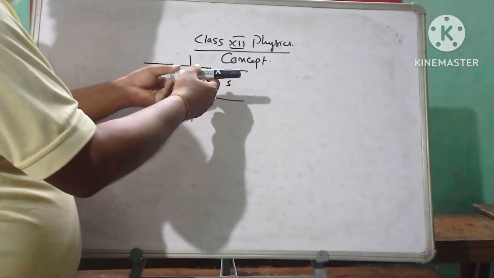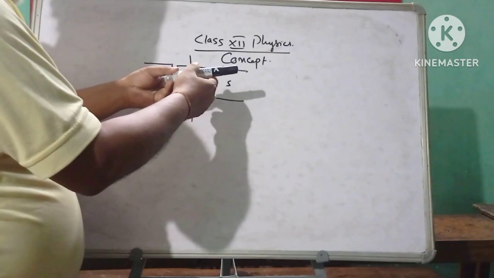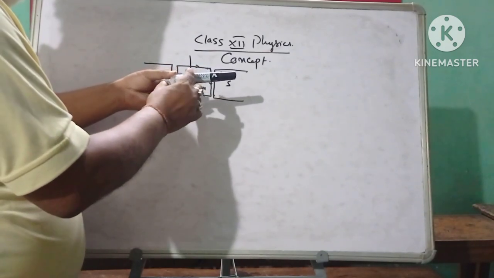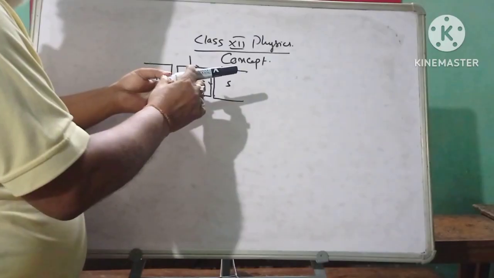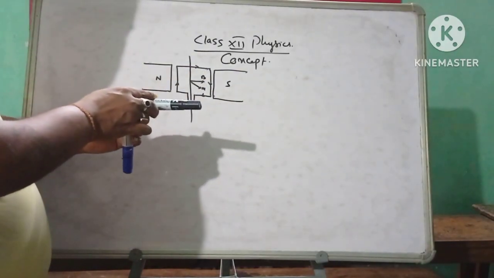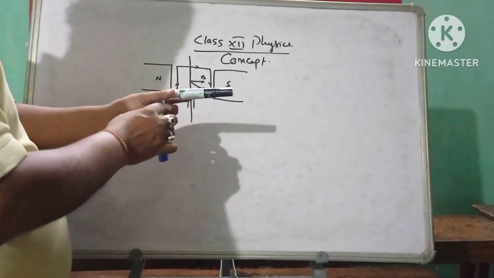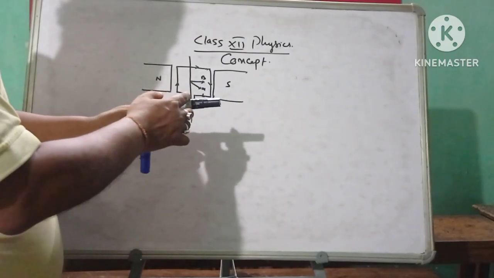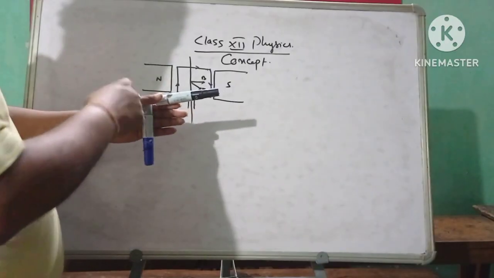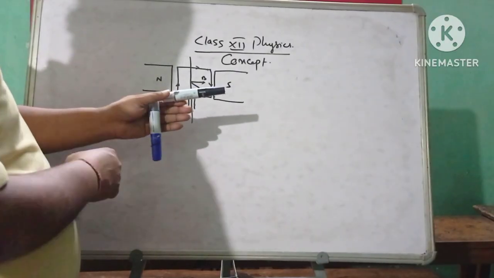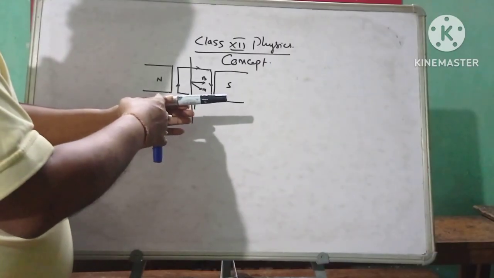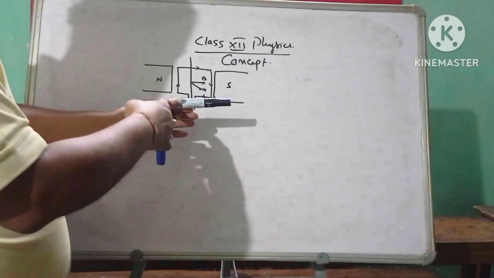Now your torque will be perpendicular to this. This is your magnetic field, and this is the direction of the dipole moment, because the direction of the dipole moment is perpendicular to the loop carrying the current. So your torque will be in this direction.